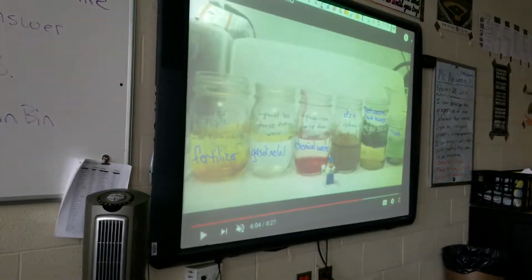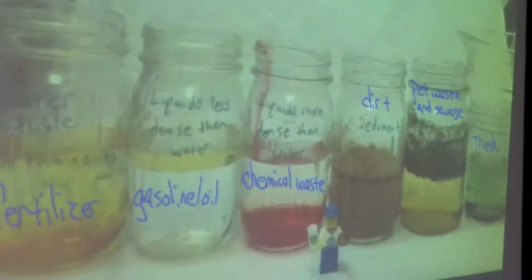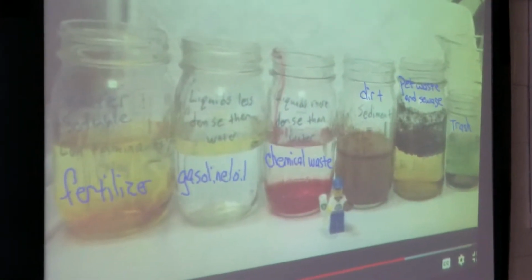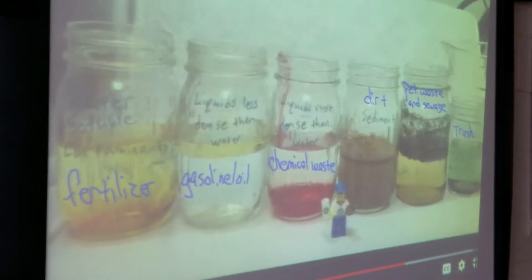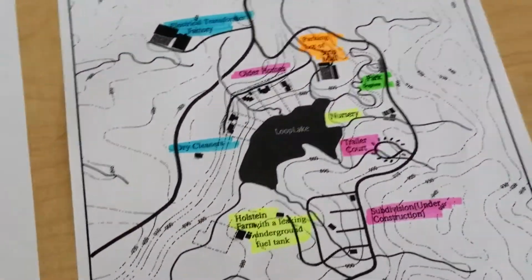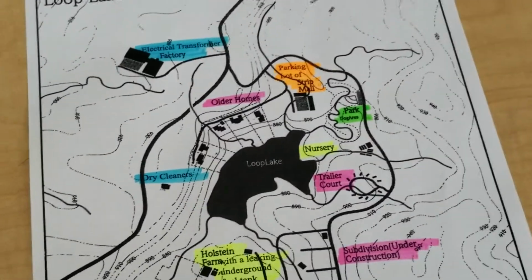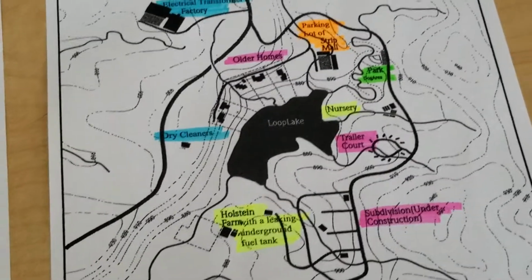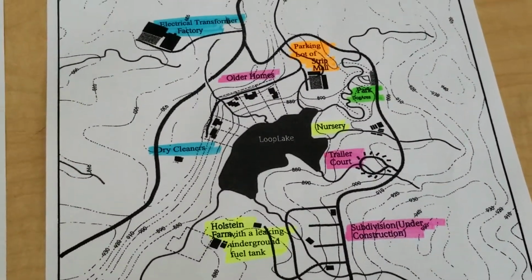Here's a reminder of what our pollutants are: fertilizer, gasoline/oil, chemical waste, dirt, pet waste, and sewage and trash. So looking back at the sheet, here's Loop Lake. Our first question was: observe the highlighted property on your map, write the name of the property below. So you can see all the properties are currently highlighted.